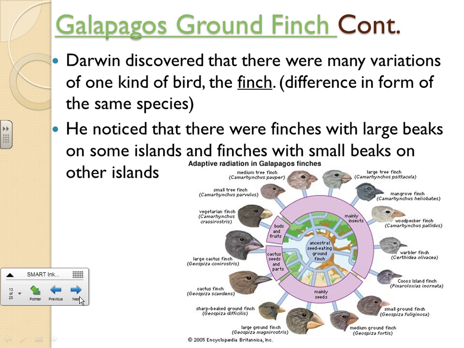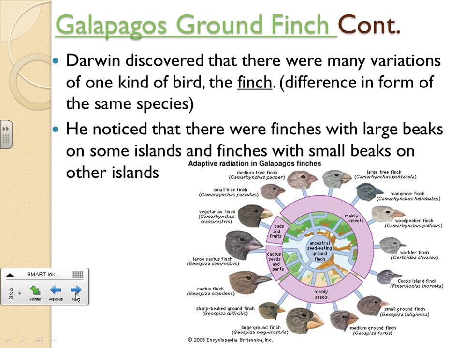He noticed that there were finches with large beaks on some islands, and some finches had small beaks. And they all had different food resources depending on what their beaks looked like. So you can see here the pictures of all the different finches. And what Darwin said is these all came from one species of finch, and over time we developed these 15 different species adapted to the Galapagos Islands.